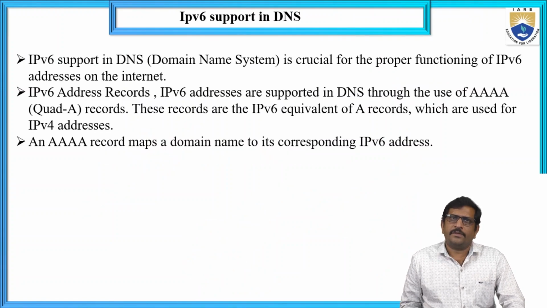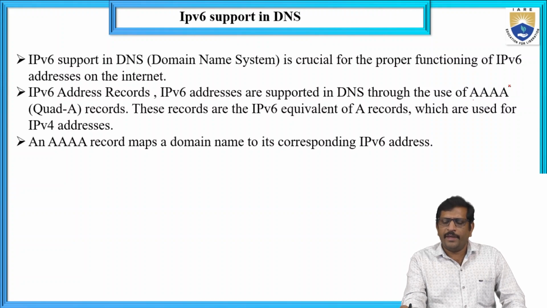Now, IPv6 support in a domain name system is very important for the proper functioning of IPv6, Internet Protocol version 6, addresses on the internet. Generally, IPv6 addresses are supported in DNS, the Domain Name System, through the use of AAAA records, which are the IPv6 equivalent of the A records. So generally those can be used for IPv4 addresses.